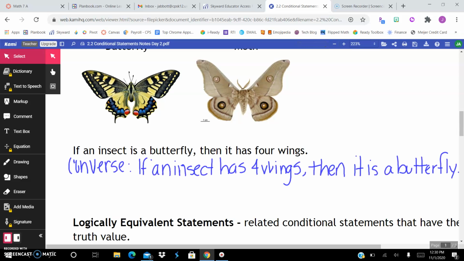Going back to our pictures, if an insect has 4 wings, then it is a butterfly. Well, let's take a look at that moth. It has the exact same wings that the butterfly has. So if an insect has 4 wings, it is a butterfly. That would be false because a moth also has 4 wings.